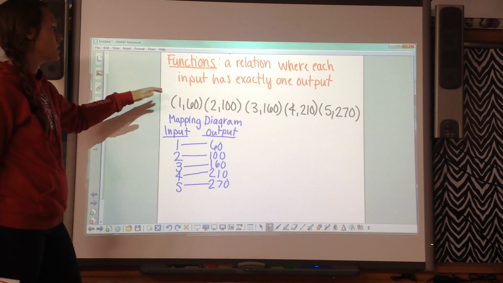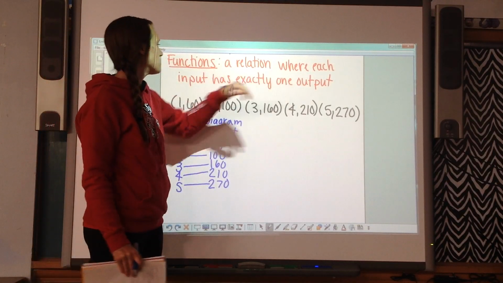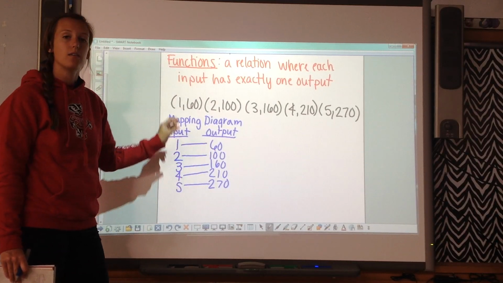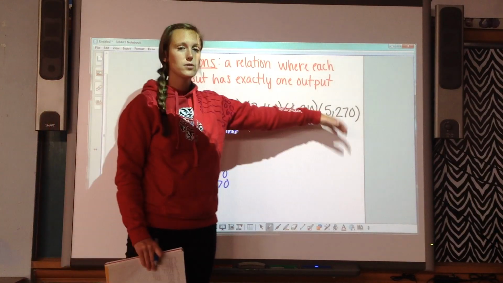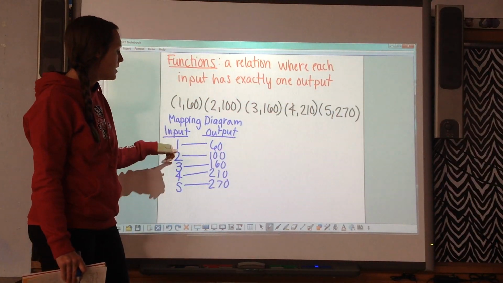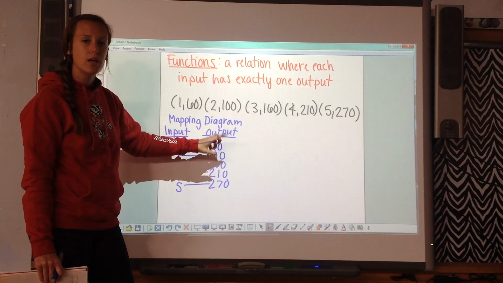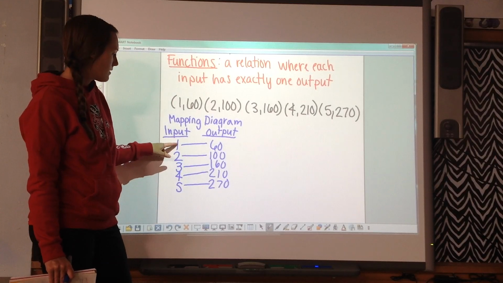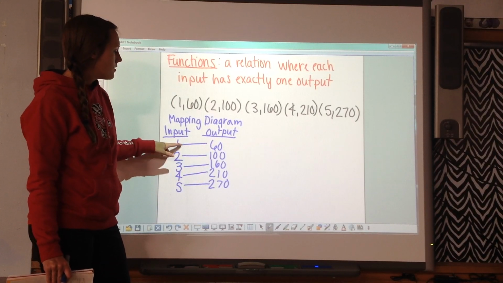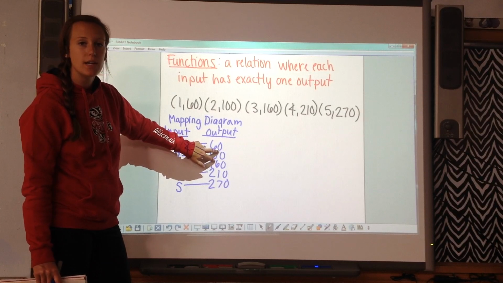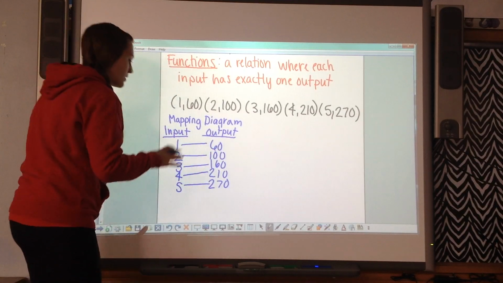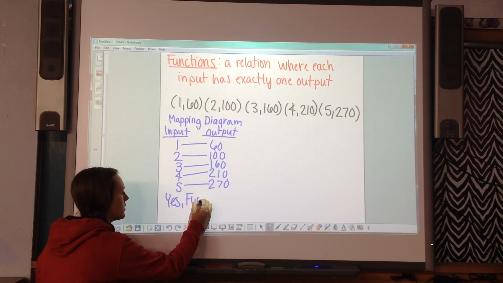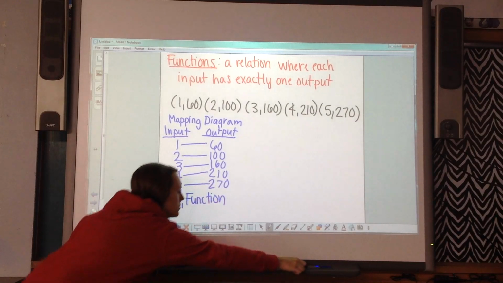So let's look at the definition. A function is a relation where each input only has one output. So we would know that this relation represents a function because each input only has one output. Now let's say we had an ordered pair of (1, 100). This line would go from here to here and from here to here. This one would have two outputs, so it would not be a function. I'll show you one coming up. So we would say, yes, this is a function. So that's one method you can use.